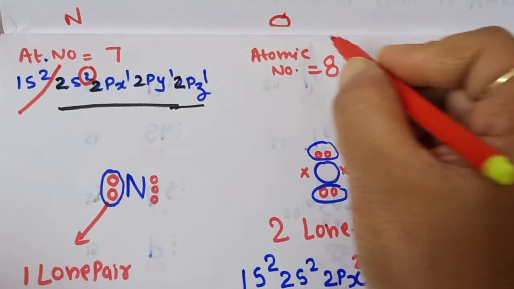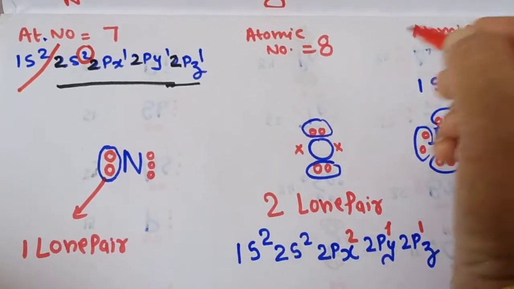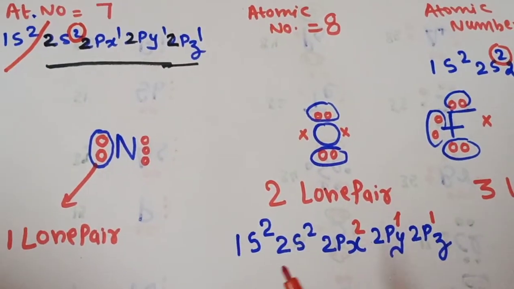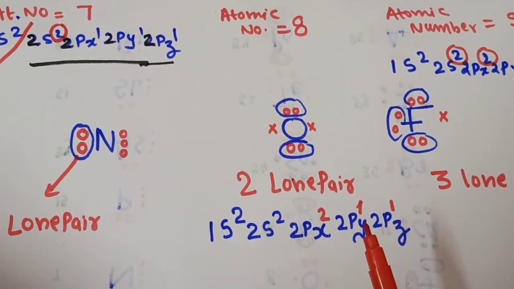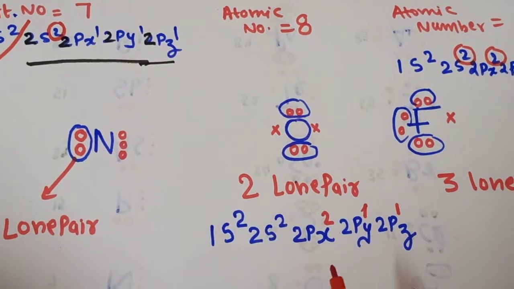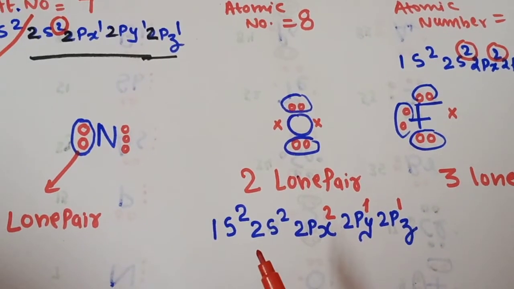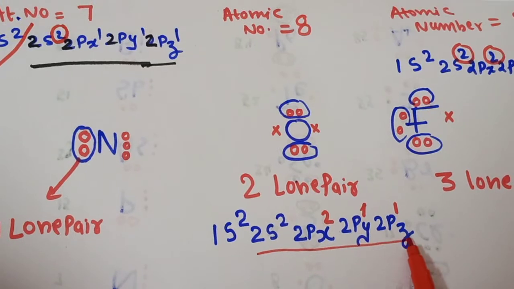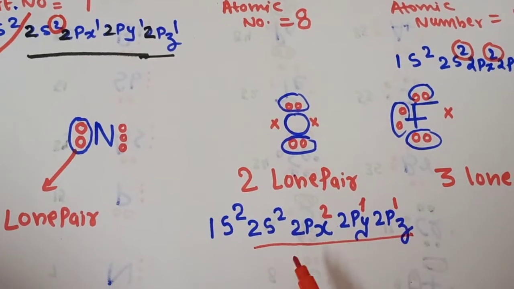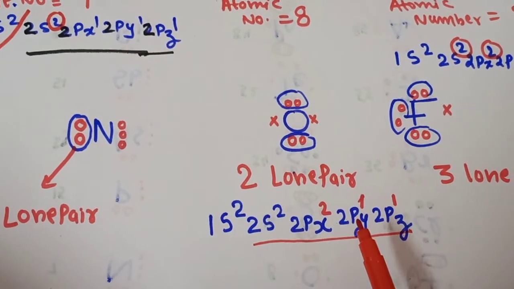So for oxygen the atomic number is 8, and when we write the electronic configuration, it will be 1s2, 2s2, 2px2, 2py1, 2pz1. Again, what is the outermost shell in oxygen? So it is second, meaning 2. As long as 2 is running, it is the outermost shell until and unless all these orbitals are filled, occupied.